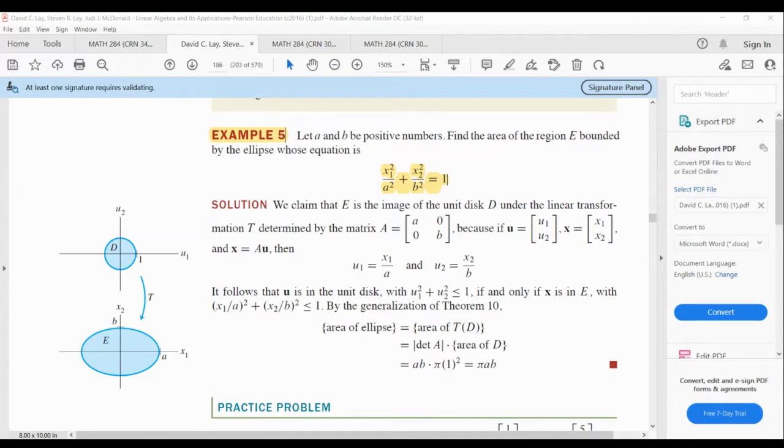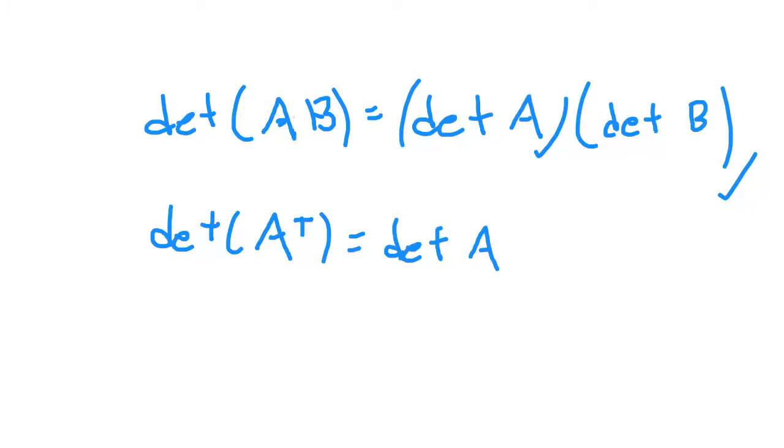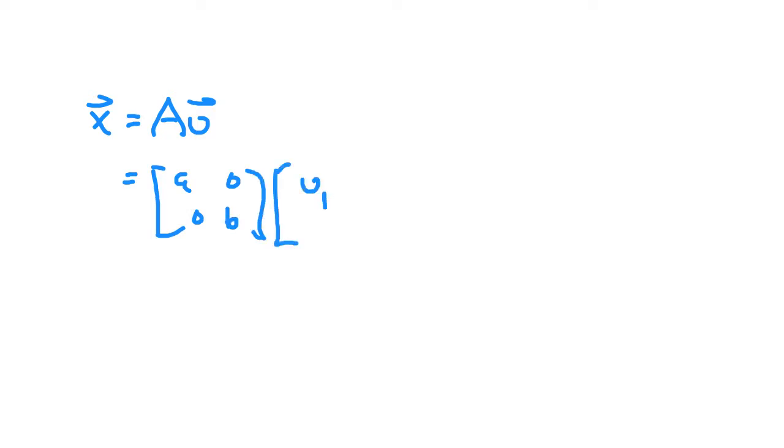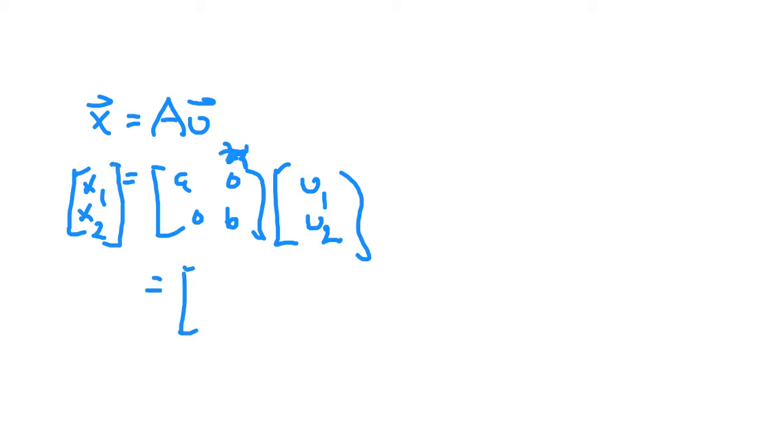What they're saying is absolutely correct, because if I go to the whiteboard here, if X equals A times U, and A in this case is the matrix with rows A, 0 and 0, B, and the vector U is U1 and U2, what you're going to get, you have a 2 by 2 times a 2 by 1, you're going to get A U1 and B U2 when you multiply those matrices.